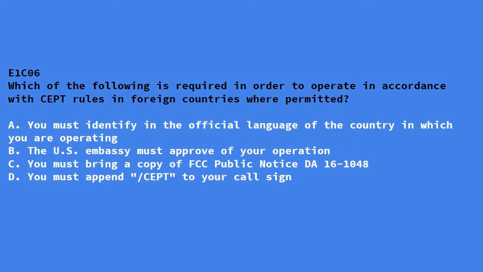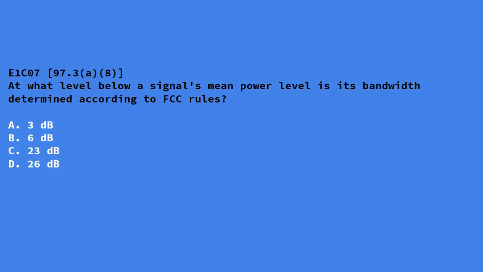E1C06, which of the following is required in order to operate in accordance with CEPT rules in foreign countries where permitted? Answer, you must bring a copy of the FCC Public Notice DA 16-1048. E1C07, at what level below a signal's mean power level is its bandwidth determined according to FCC rules? Answer is 26 dB.